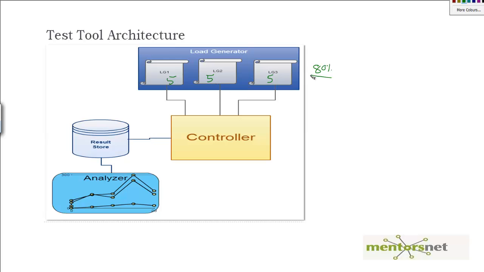So that is the reason that we ensure that we never exceed 80% on the load generating machine. All right, and then the controller is going to give them the command. So you start the test, and then what is going to happen is that it is going to send the scripts from the controller to the load generators. And that is what we call ready.